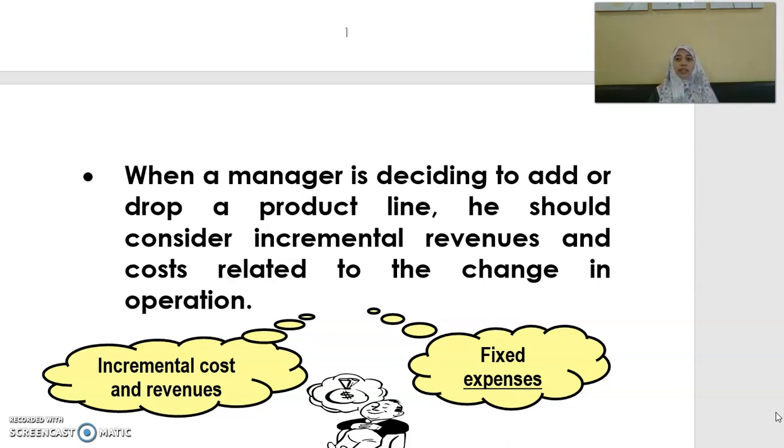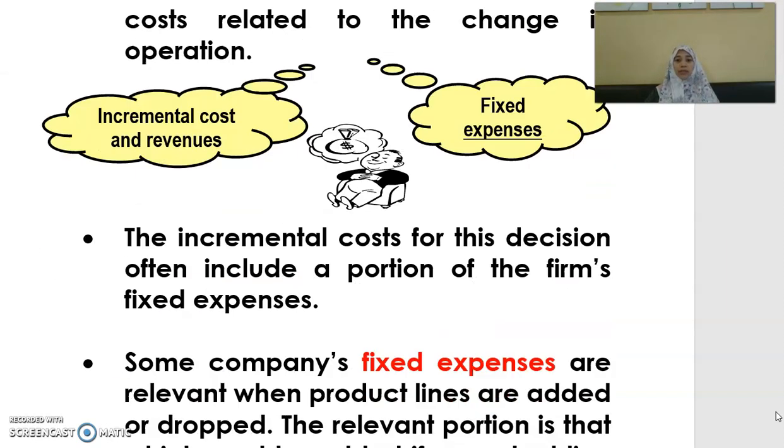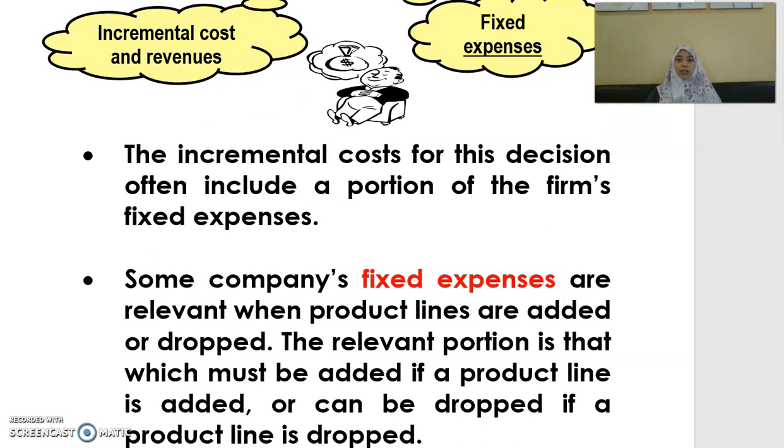When a manager is deciding to add or drop a product line, he or she should consider incremental revenues and costs relating to the change in the operation. So you look at the incremental cost and the incremental revenue, and also look at the fixed expenses. The incremental costs for this decision often include a portion of the firm's fixed expenses. Some companies' fixed expenses are relevant when product lines are added or dropped. The relevant portion is that which must be added if a product line is added, or can be dropped if a product line is dropped.